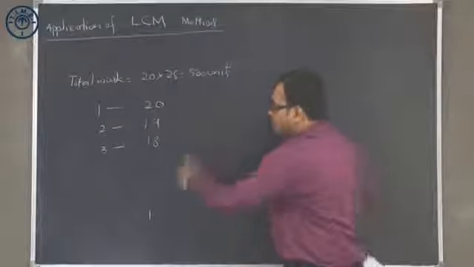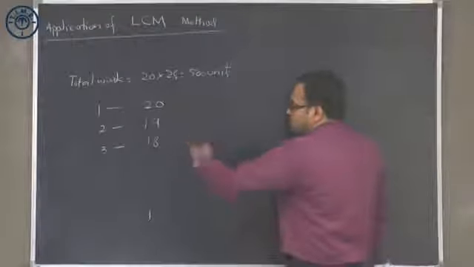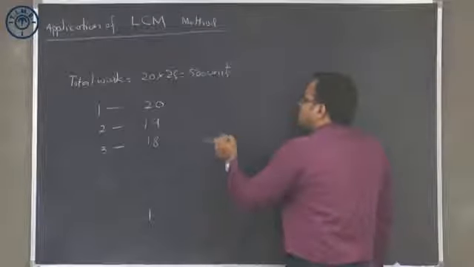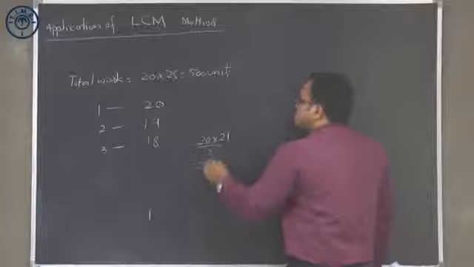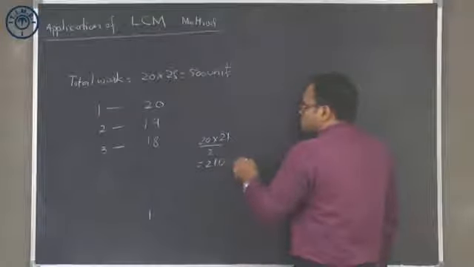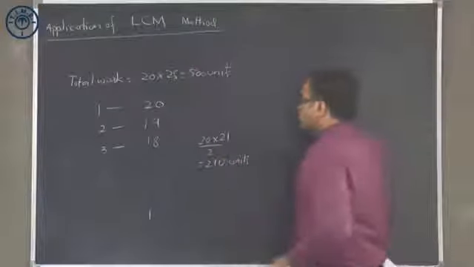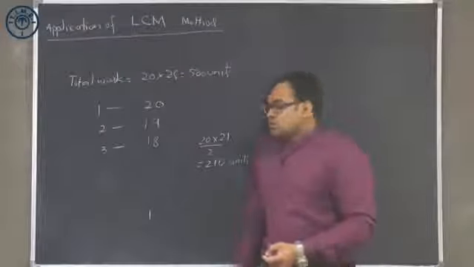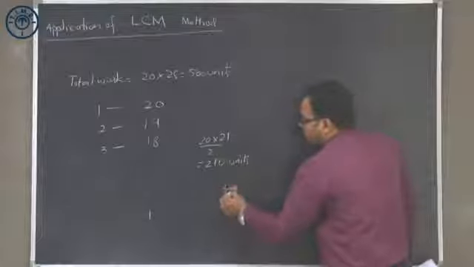The total sum of all these numbers will be the sum of the first 20 numbers, n into n plus 1 upon 2. So 20 into 21 upon 2, which is equal to 210 units. Total work was 500. What we have done is 210, which is 42% of the total. So 42% work will have been completed.